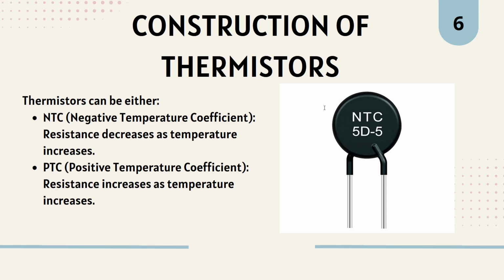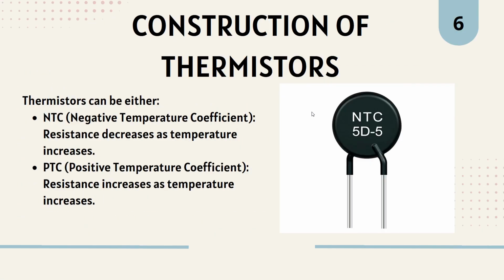The thermistors are mainly classified into two types, that is NTC and PTC. NTC are the negative temperature coefficient thermistors. The main characteristic of these thermistors is that the resistance decreases as the temperature increases. These are used in temperature sensing, circuit protection, and in devices like digital thermometers.